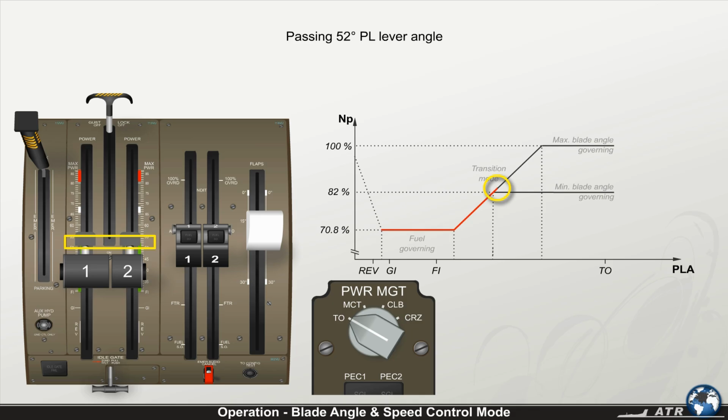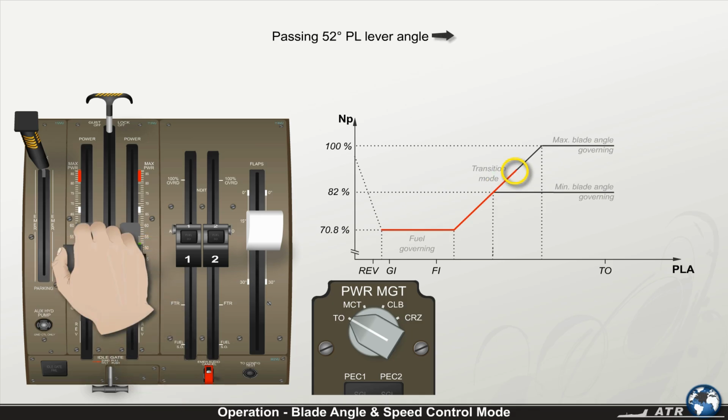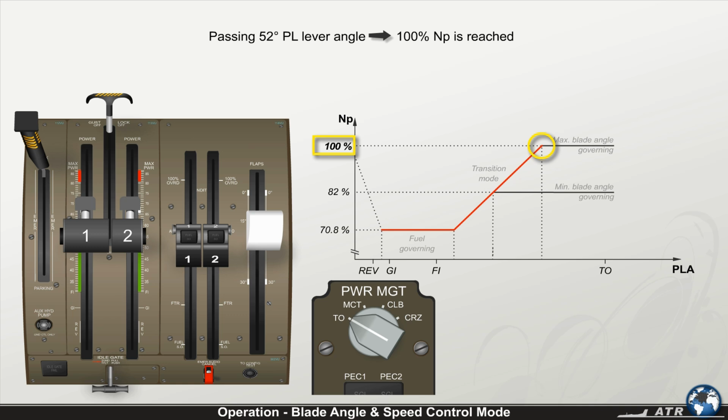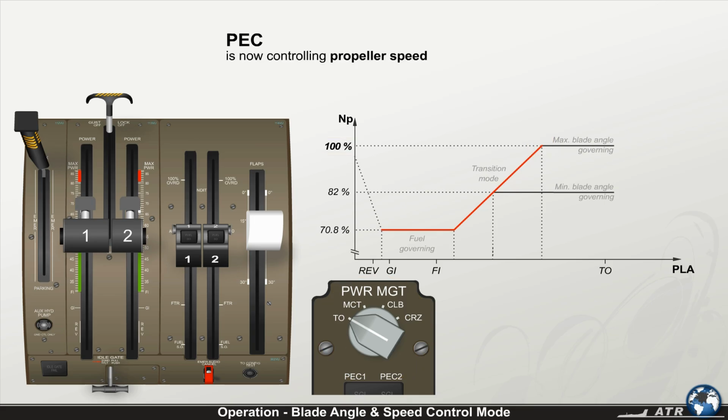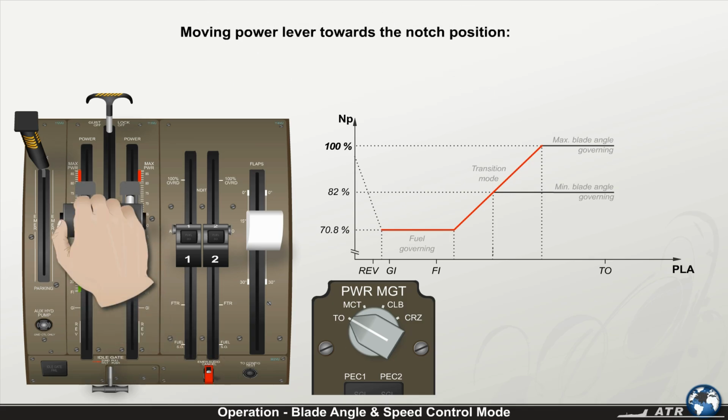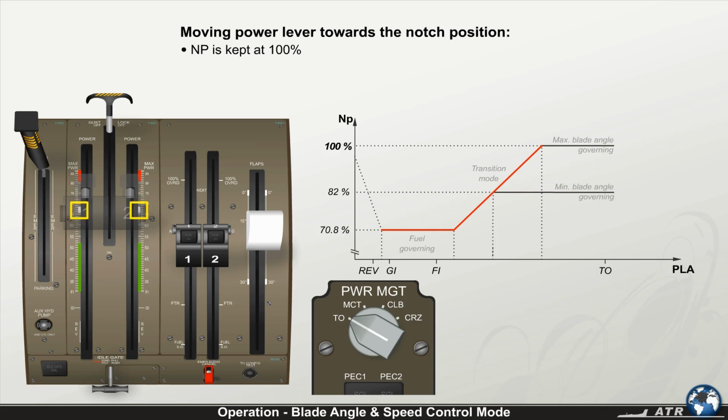Passing 52 degrees of power lever angle, 100% NP is reached, assuming takeoff is selected on the power management selector. The PEC is now controlling the propeller speed in what is called blade angle and speed control mode. Moving the power lever towards the notch position, the NP is kept at 100% and the torque increases up to the maximum available takeoff torque.